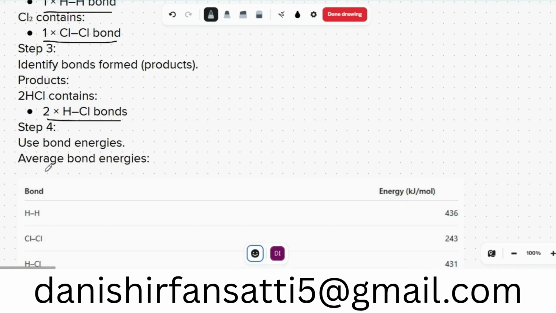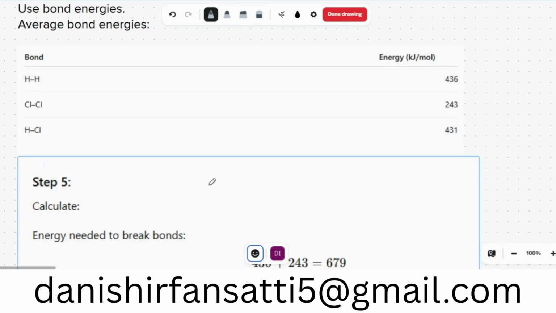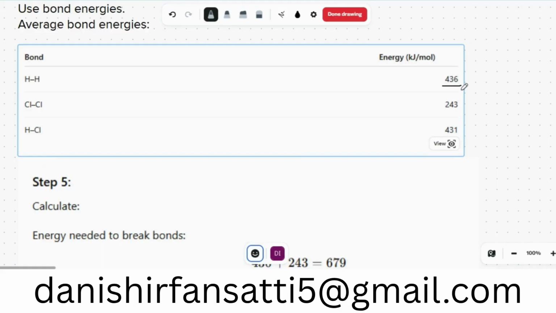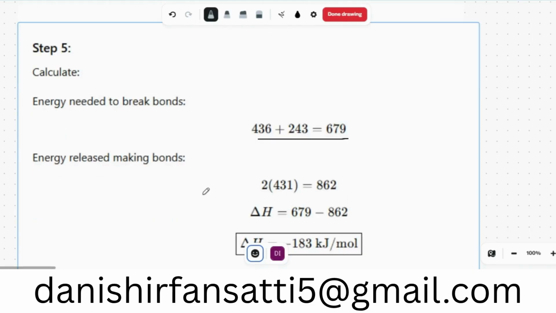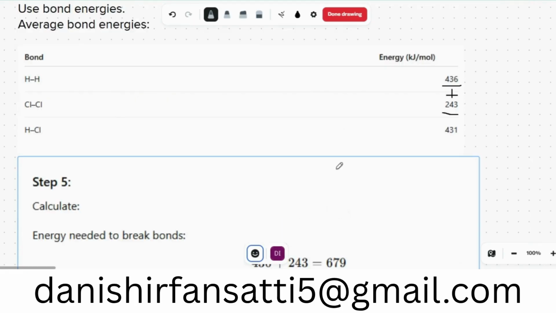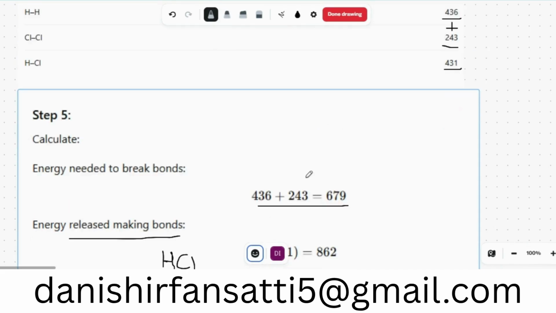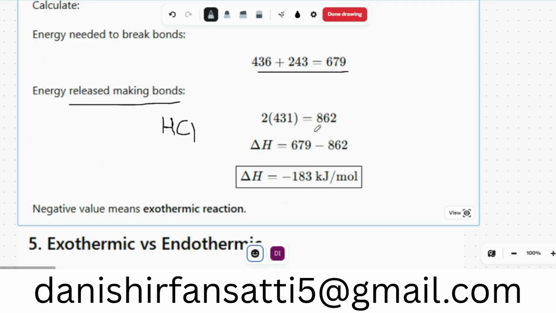Step 4: use bond energies to find the total change in bond energy. So 436 energy we have to provide because we have to break one H-H bond, and 243 we also have to provide. We have to add them. So the energy needed for breaking of bonds is 679. How much energy is released when HCl is formed? 2 HCl is formed, so 2 times 431, and that is the energy released when HCl is formed, so that is 862.